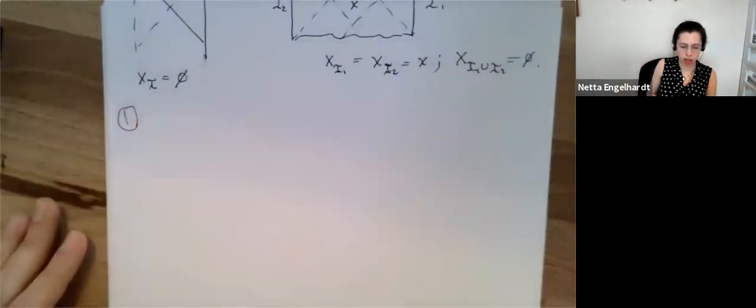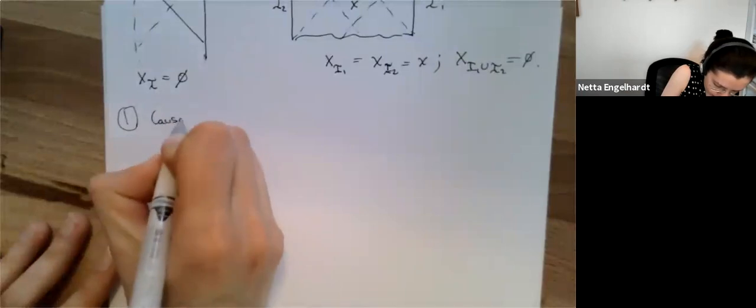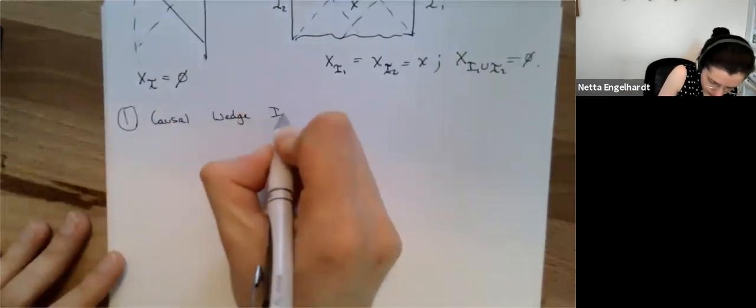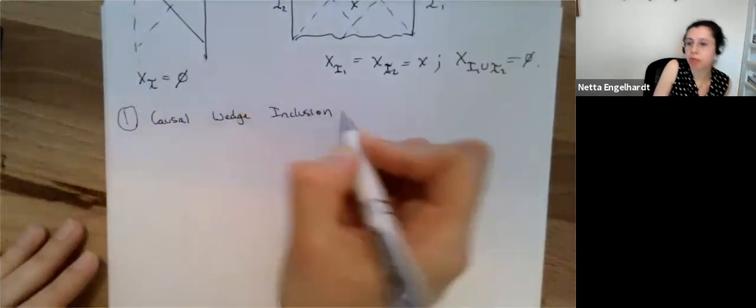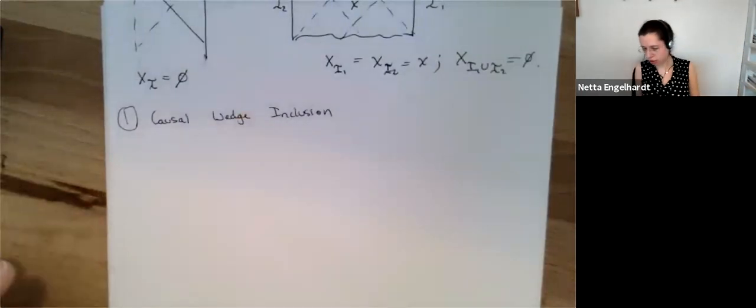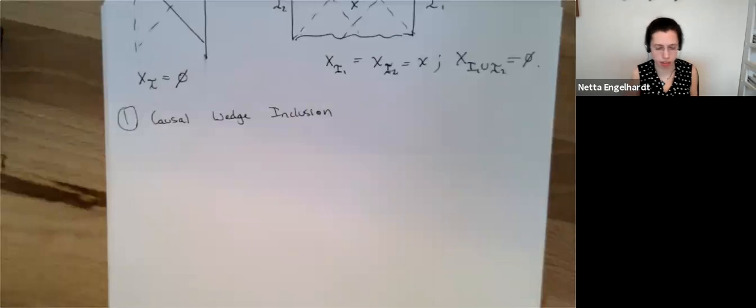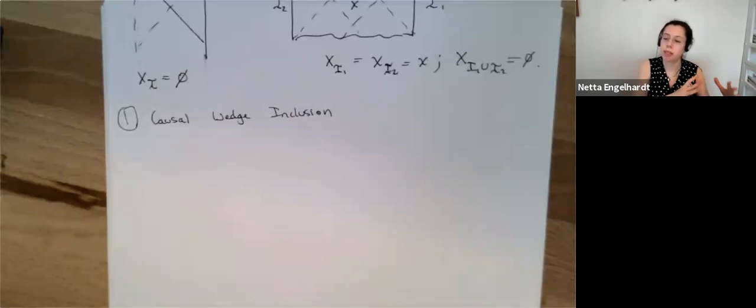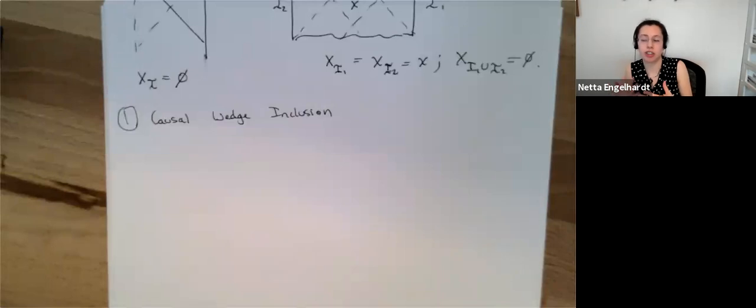One of them is something called causal wedge inclusion. So what is causal wedge inclusion? Where does this principle come from? Well, let's remember some property of the von Neumann entropy. Now, typically sanity checks will be things like, I know that this thing must happen to the von Neumann entropy by properties of the von Neumann entropy. So there must be some bulk mechanism that guarantees that this is true.